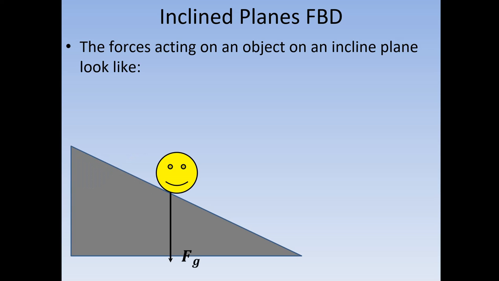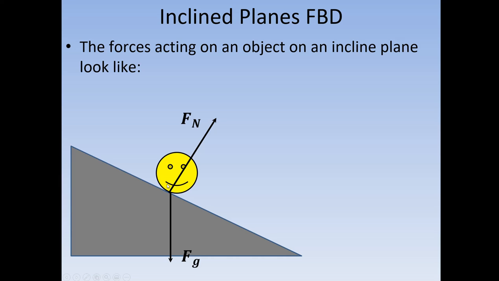So here's my object. We have our force of gravity pulling down, and then the normal force is going to go up at an angle. Remember, the normal force doesn't always go up. It always goes perpendicular to the surface and away. Because my surface is now at an angle, it's going to be going up at an angle, like this. It's going to push it away at a 90-degree angle.